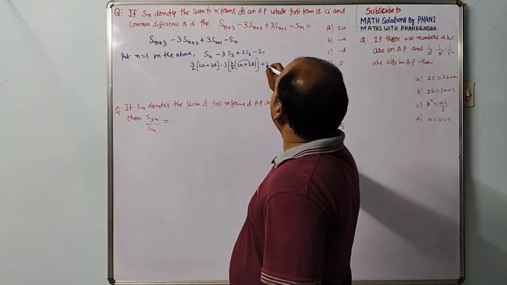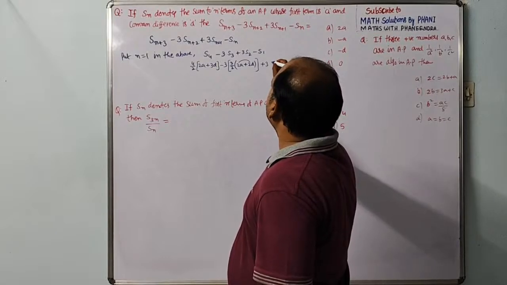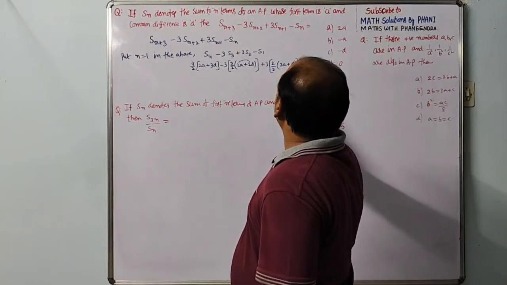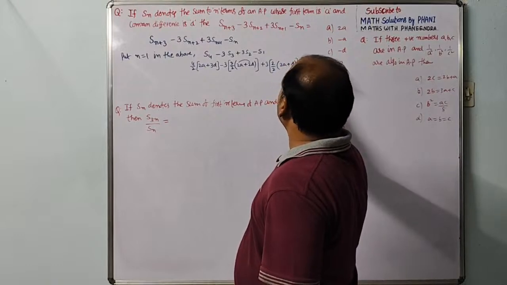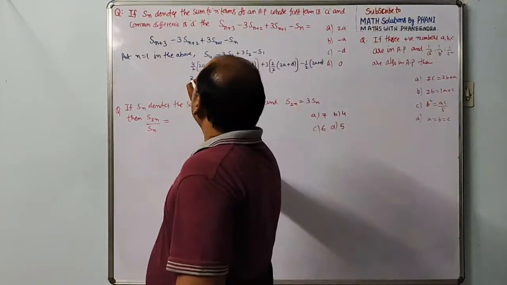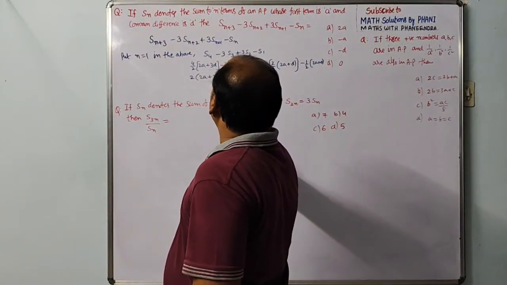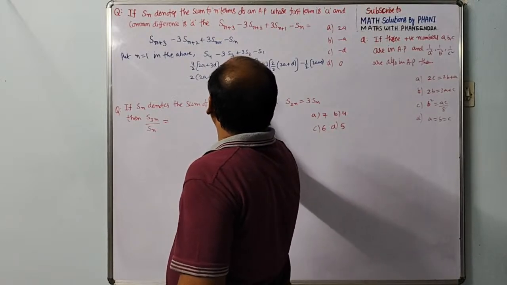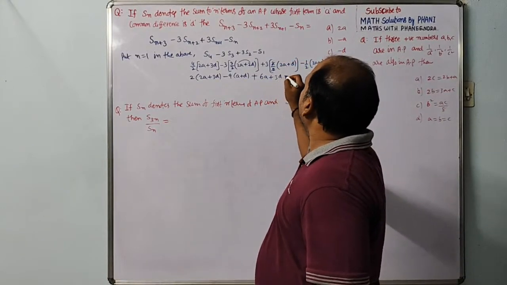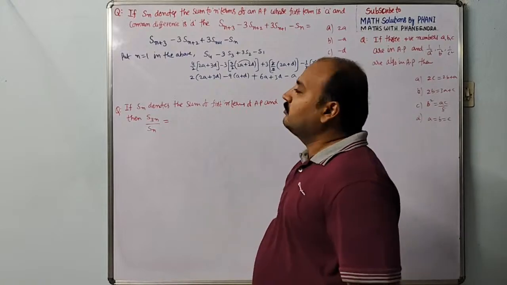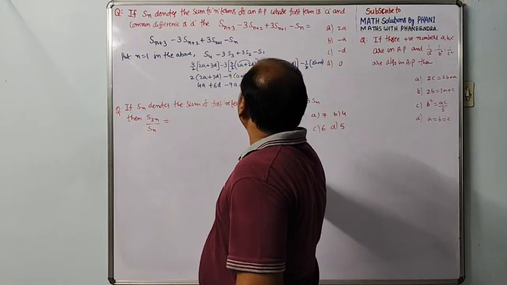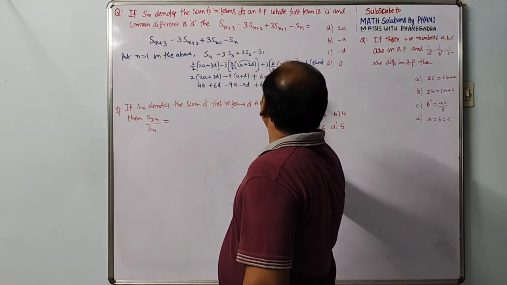Next, plus 3 into S2 means 2 by 2, 2a plus d, minus S1, 1 by 2, 2a plus 0. So 2 into 2a plus 3d. Here 2 is common and cancels, minus 9 into a plus d will come. So 6a plus 3d. Here 2 gets cancelled, a will come. So 4a plus 6d minus 9a minus 9d plus 6a plus 3d minus a.